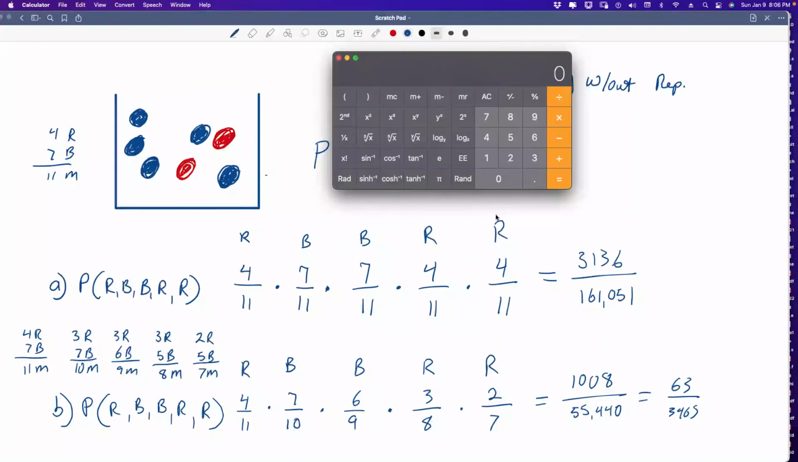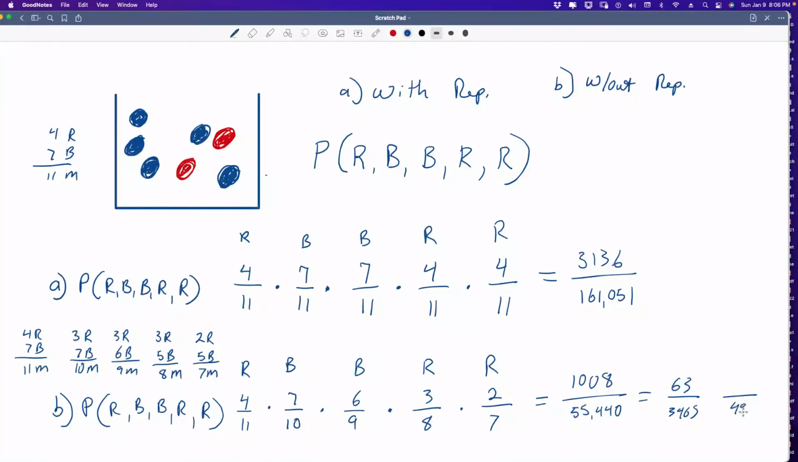So basically, this is it. These are your chances. We can't divide this by anything, not that I can tell. This 63 is going to be 9 times 7. Let's see if 3465 is divisible by 7. Yes. So 495. And this is 7 times 9. So this is 9. So yeah, that's probably as small as we can go.